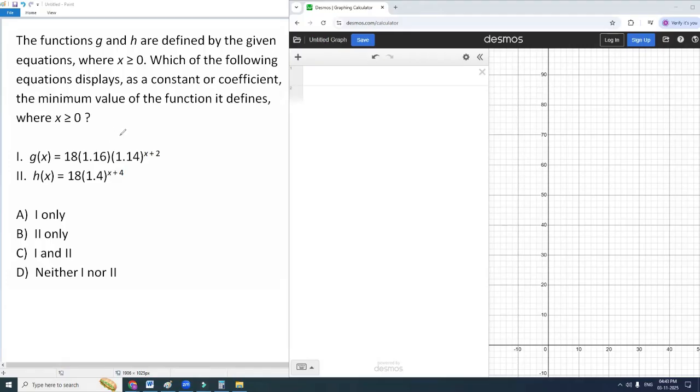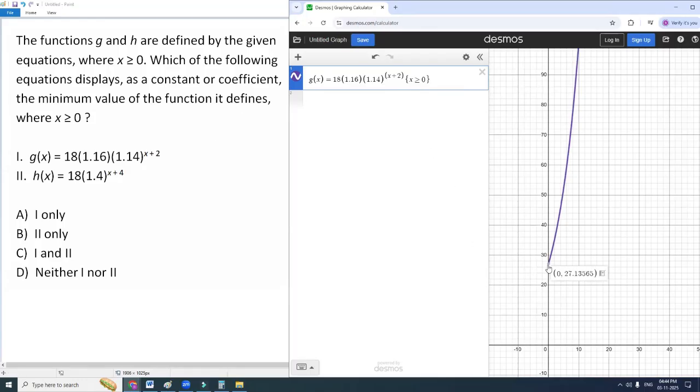For both the functions, we have the domain x is greater than or equal to 0. Now let's get the graphs of both the functions g of x and h of x in Desmos. Let me give the first function g of x as input. That is g of x equals 18 times 1.16 times 1.14, raised to the power of x plus 2. And also we have to give the domain, that is x greater than or equal to 0. Here I got the graph of the function g of x.